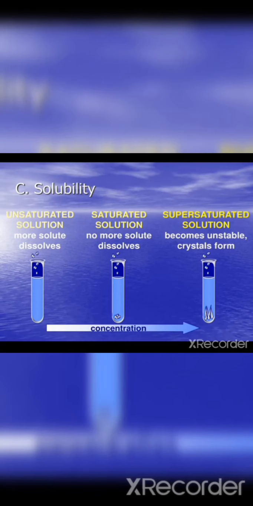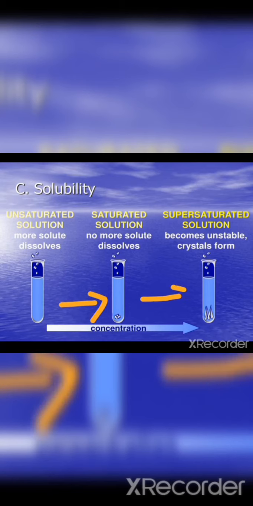So here what we can observe is that as the number of solute particles increases, from here to here and here to here, the concentration of the solution increases. What do you mean by concentration? Concentration is nothing but more solute particles and a lesser amount of solvent.